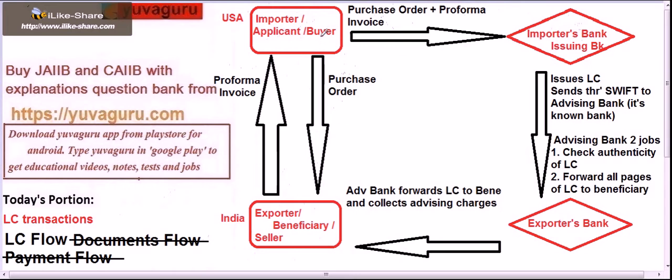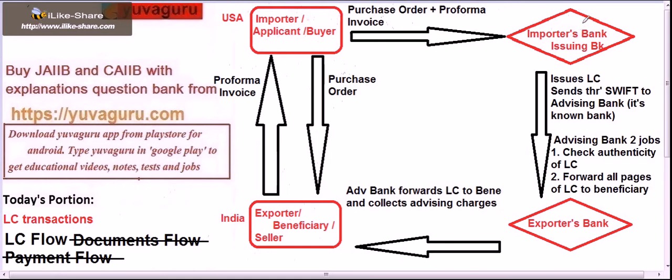Always remember, LC is always prepared by the buyer, the one who gives the money. Now this buyer can be called the importer or the applicant of the LC. He can be the actual user of those goods or he can be the agent in between. So he goes to his bank and asks for the LC.